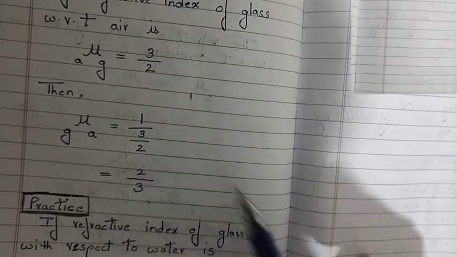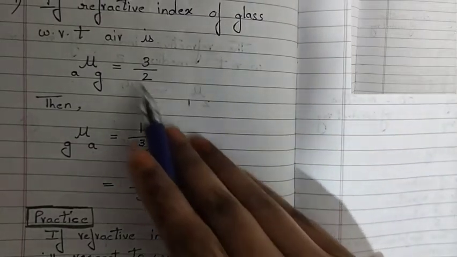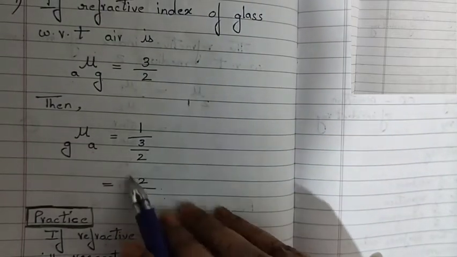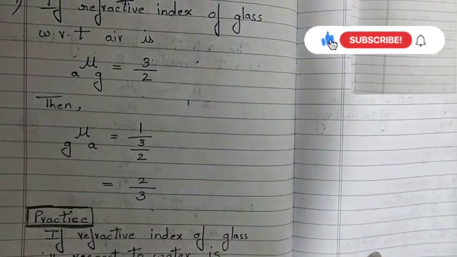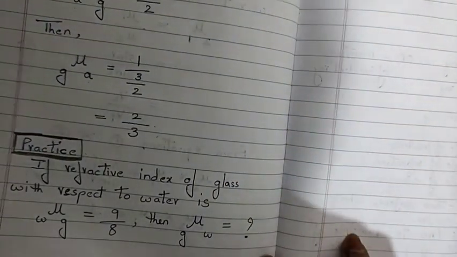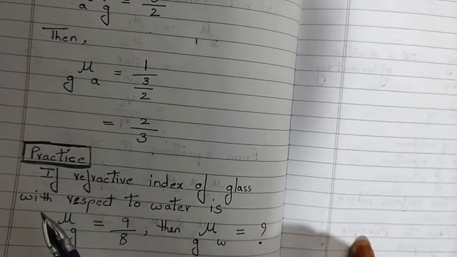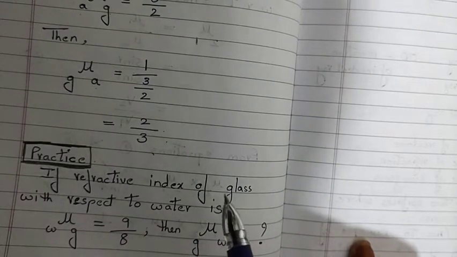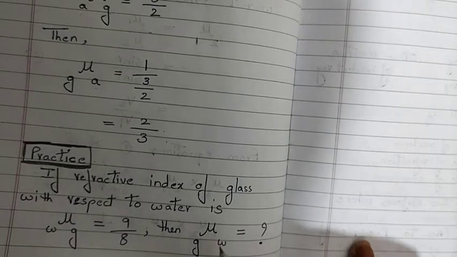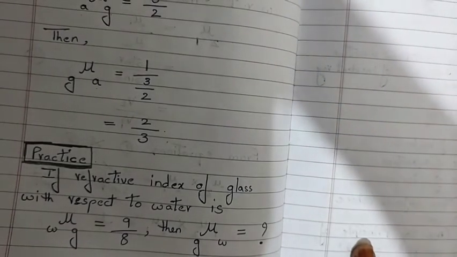By using the above equation, it is simple, right? It will just become the reciprocal. That's it. 3 by 2 will be converted to 2 by 3. Now I want you to try this example. If the refractive index of glass with respect to water is 9 by 8, then what will be the refractive index of water with respect to glass? Find it out. It's very easy.